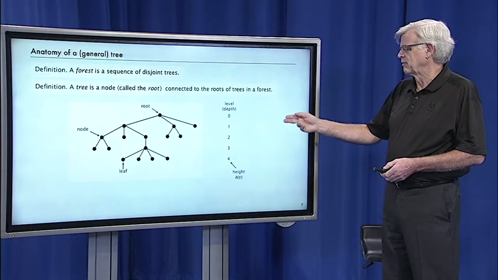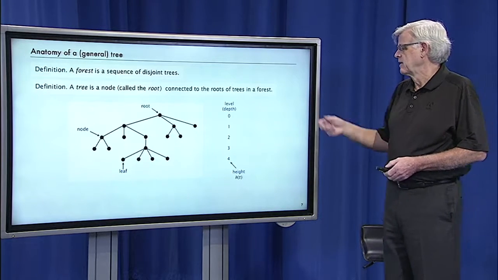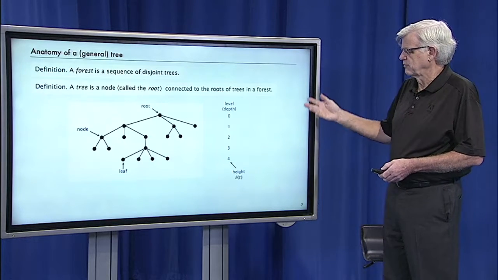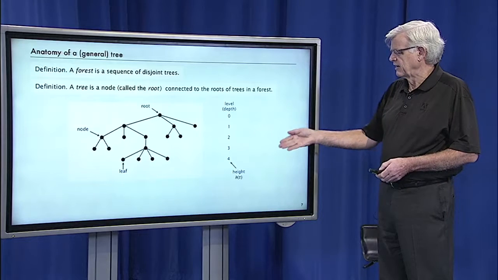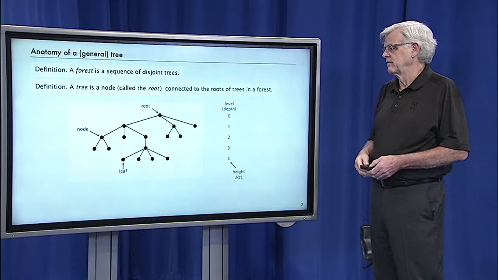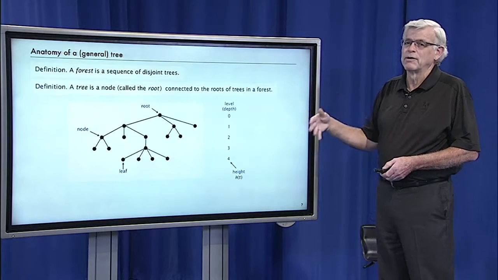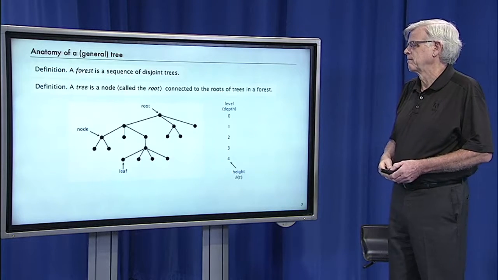The level is the same as before. We start with the root at depth 0, the children of the root at depth 1, and so forth. The height is, again, the deepest node in the tree. In contrast to binary trees, we don't have external nodes in general trees.